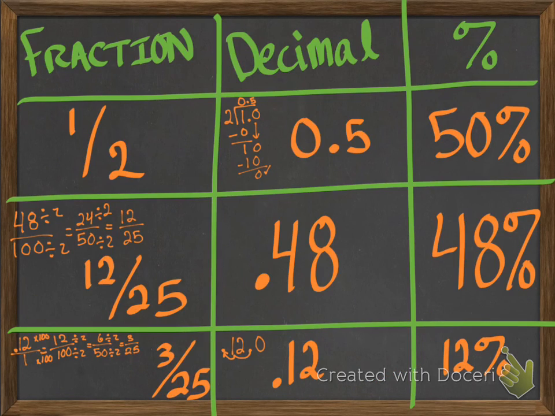So if you can convert a fraction to a decimal or a percent, and any combination of those, you have mastered 6.65. Let me know if you have any questions.